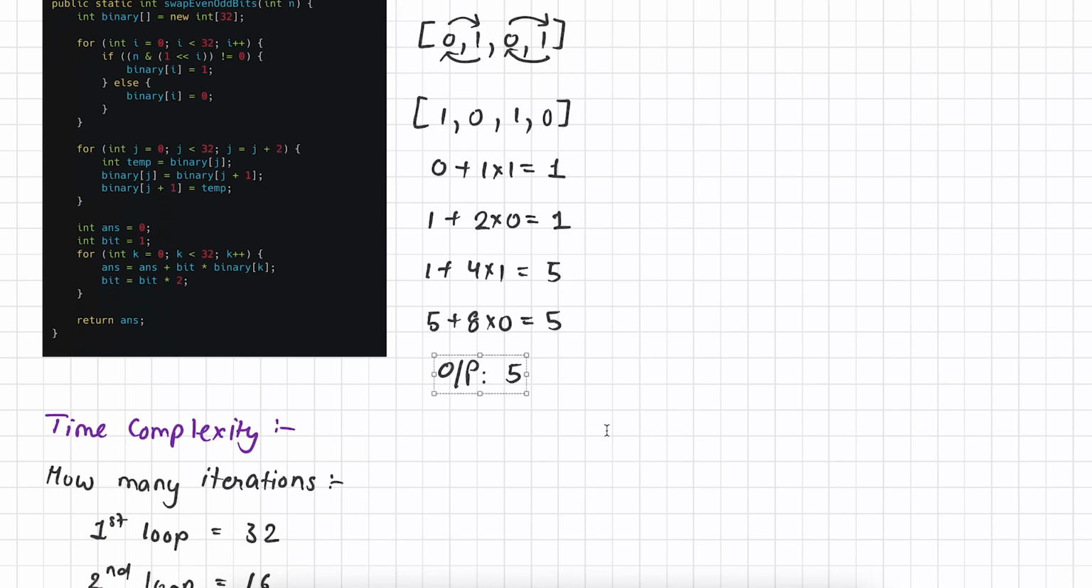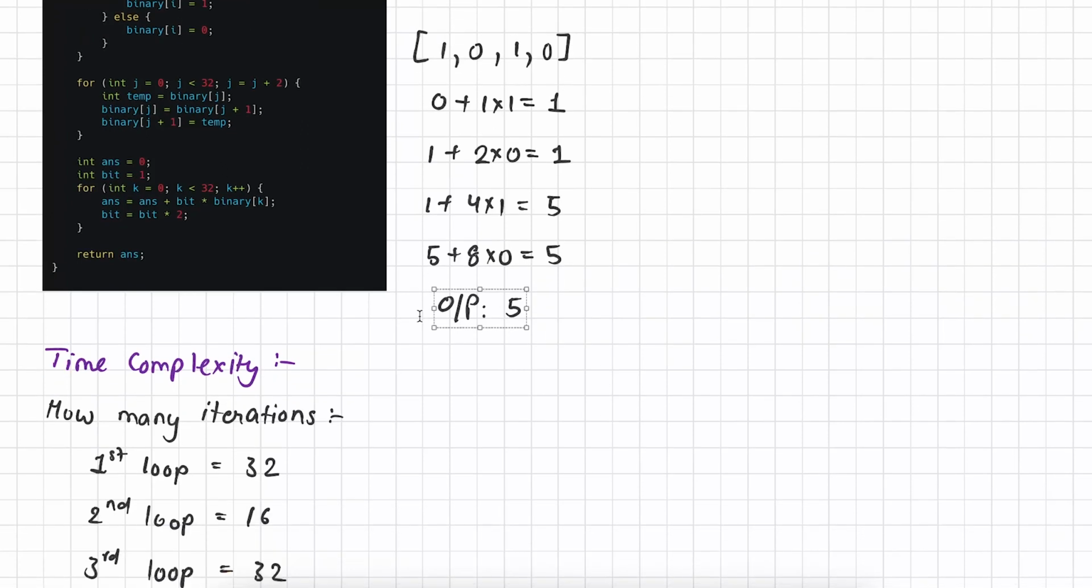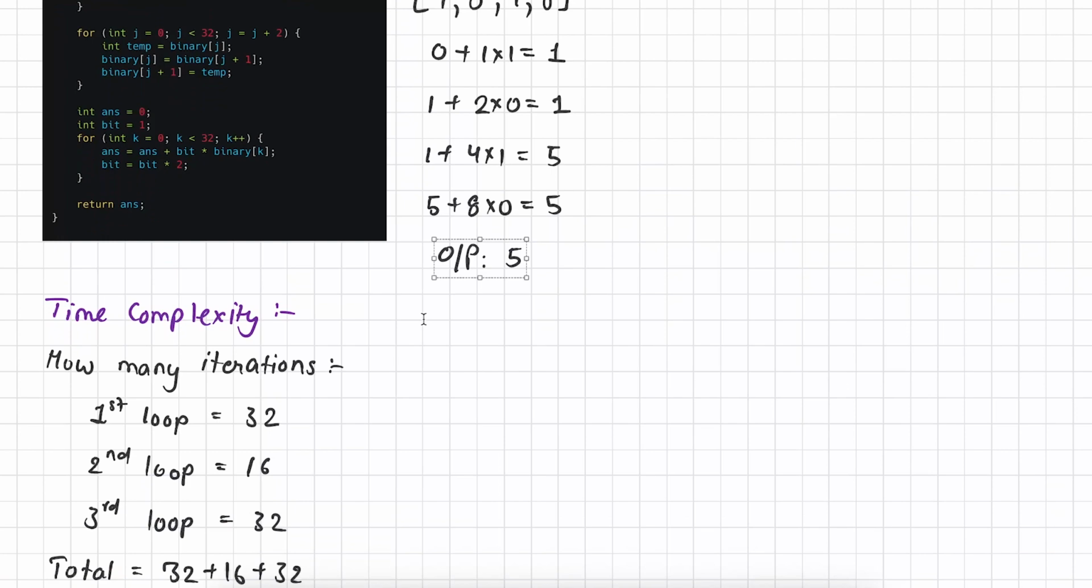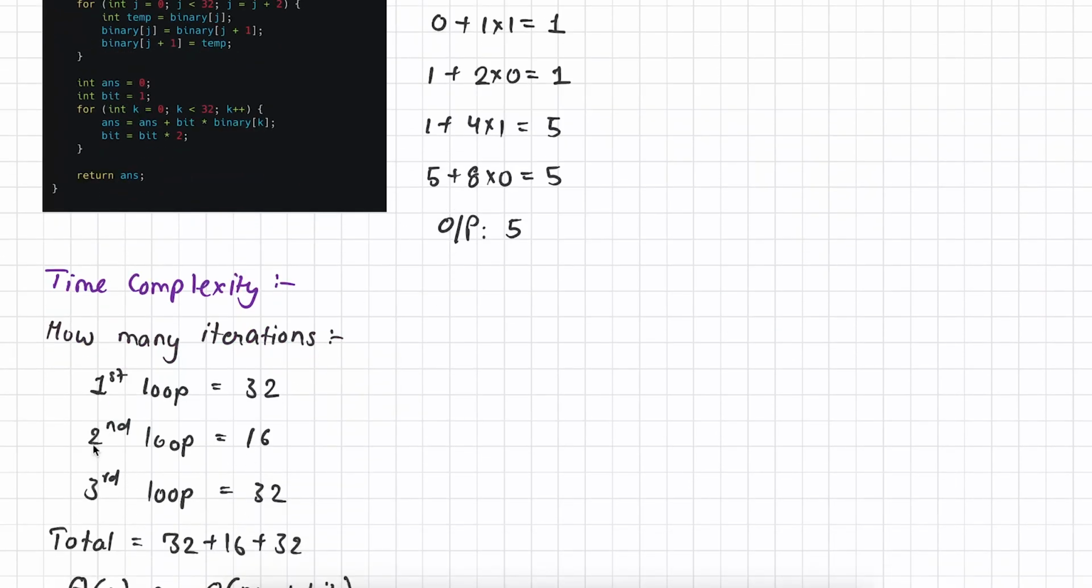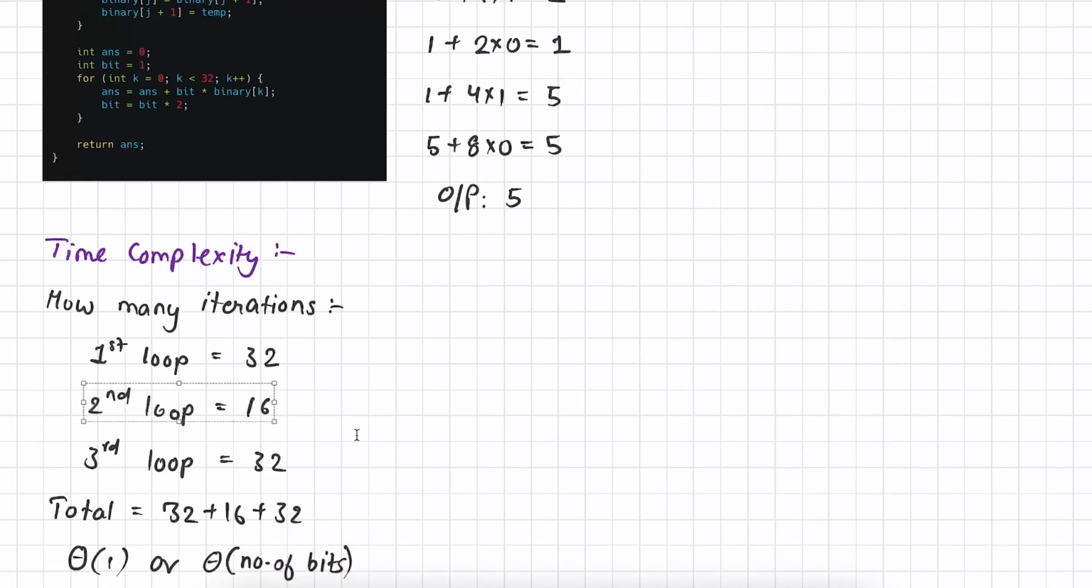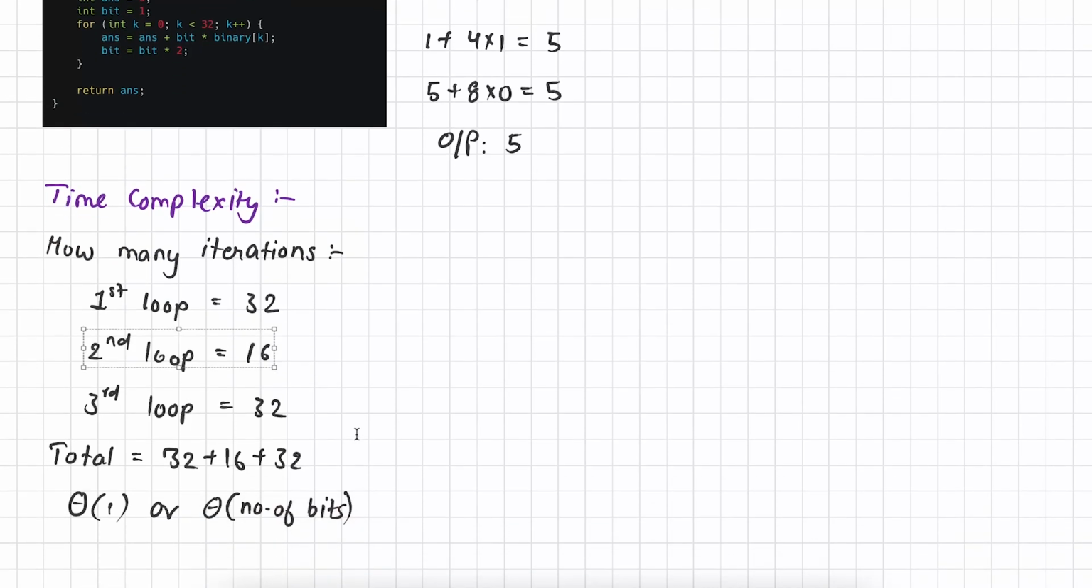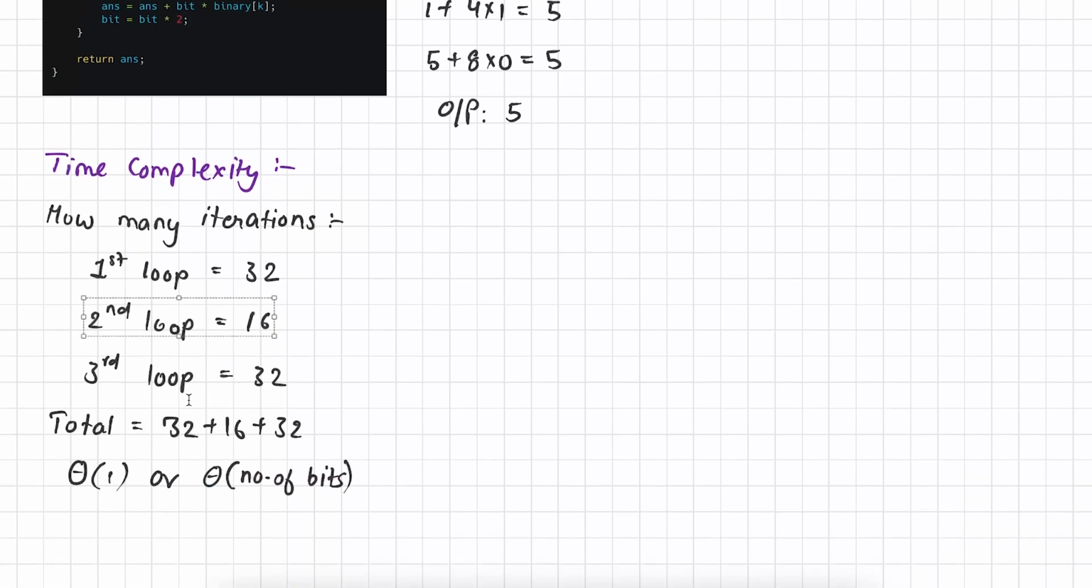Now talking about the time complexity of the function, how many times each loop is running and how many iterations there are. We can say that our first loop is running 32 times, the second loop is running 16 times because we are doing j plus 2 here. So every time we increment by 2, right? That's why the second loop runs 16 times and the third loop also runs 32 times. So total time is equal to 32 plus 16 plus 32. Okay. So we can say that the overall time complexity of this function is theta of 1, constant time, or we could say theta of the number of bits present in the number. So this is the time complexity of this algorithm.